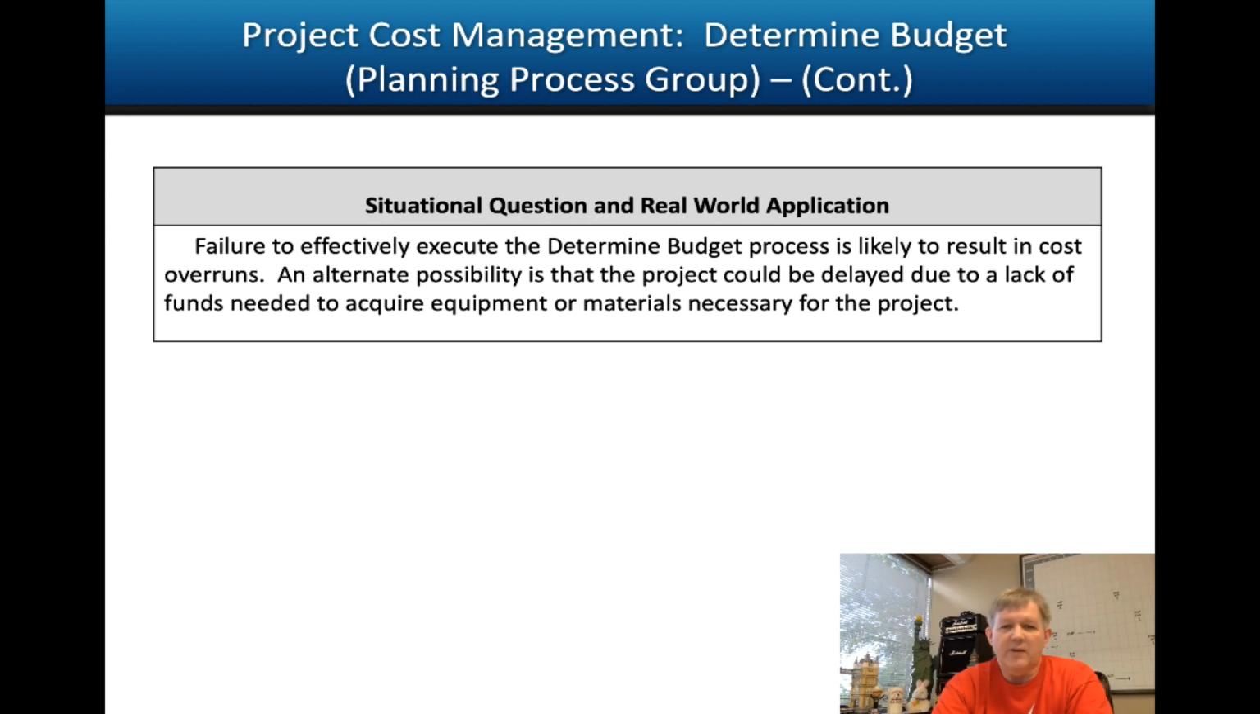Situational question and real-world application. Failure to effectively execute the determined budget process is likely to result in cost overruns. An alternate possibility is that the project could be delayed due to a lack of funds needed to acquire equipment or materials necessary for the project.